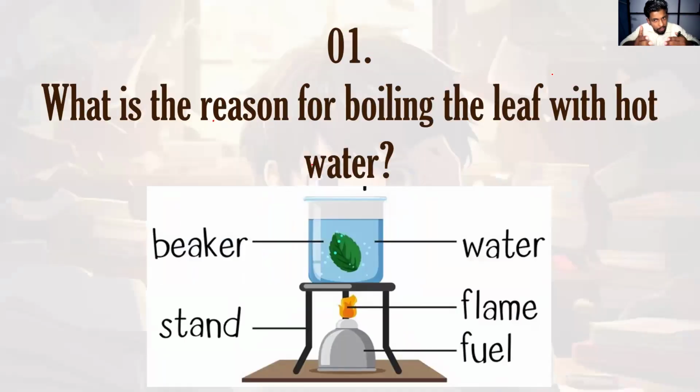So when I am heating the leaf, what will happen? The cell membrane will break down. The cell wall will break down. So what will happen? Easily, the iodine can enter into the cells. Did you get that idea? When I heat the leaf, it will automatically become soft. So when the leaf becomes soft, the cell membrane has broken down, and the cell wall will break down. So the iodine can easily enter into the cells of the leaf.